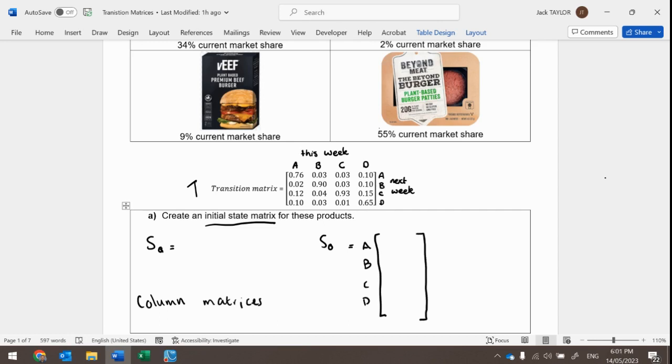In this case, I've got a 4x1 matrix. If there was only, say, 2 different products here, it'd be a 2x1. If there was 3, it would be 3. But because there's 4, there's a 4x1 matrix in this case.